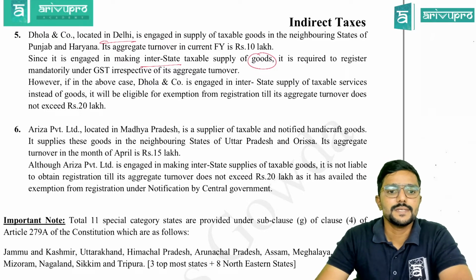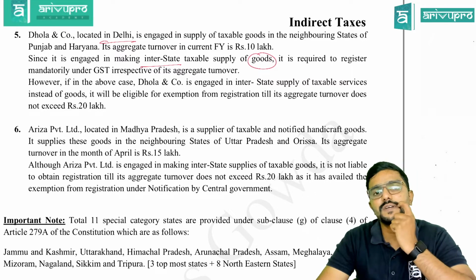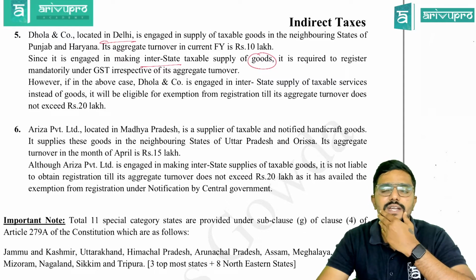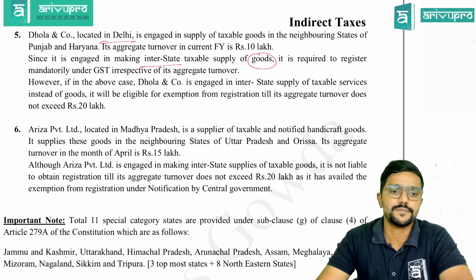Since it is engaged in making interstate taxable supply of goods, it is required to register mandatorily under GST, irrespective of its aggregate turnover. Irrespective of its aggregate turnover, they are covered under section 24. They have to get registered.